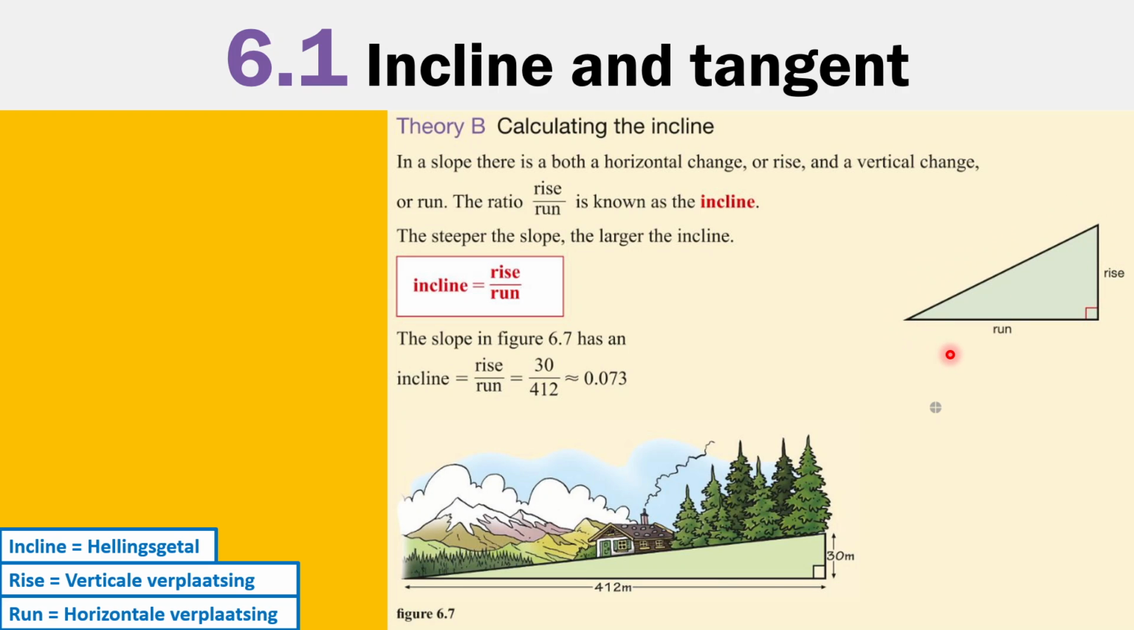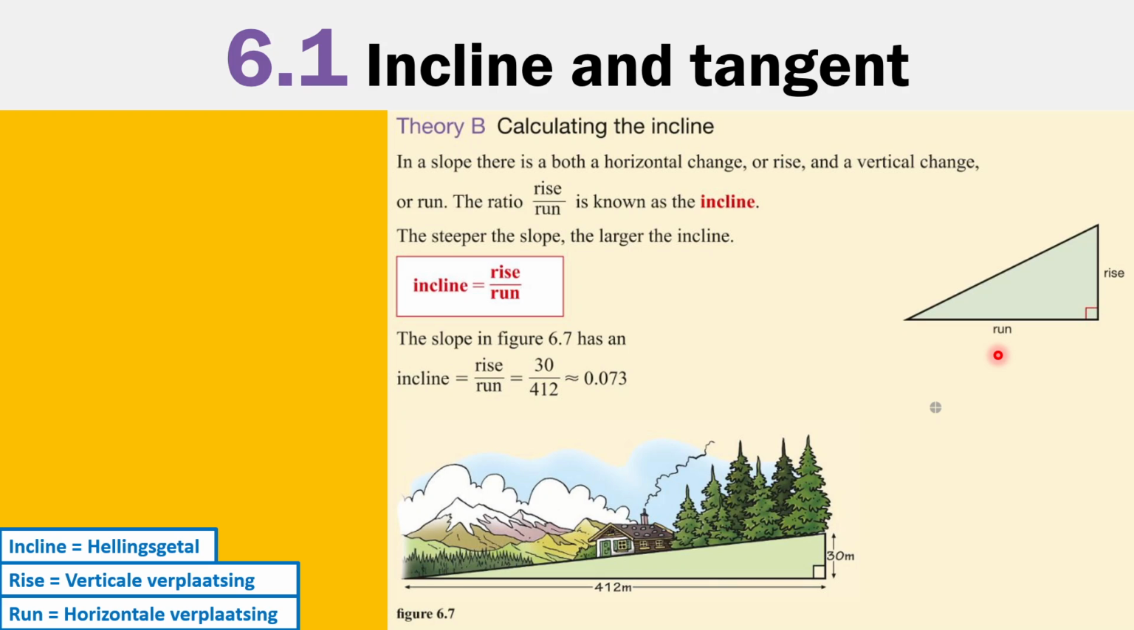When we're talking about slopes, in our version we still call this normally vertical and horizontal. Now here they're going to introduce vertical as rise and horizontal as run. Okay, and in Dutch, rise is called verticale verplaatsing of verticaal, and run is called horizontale verplaatsing. Well, what is now the incline?